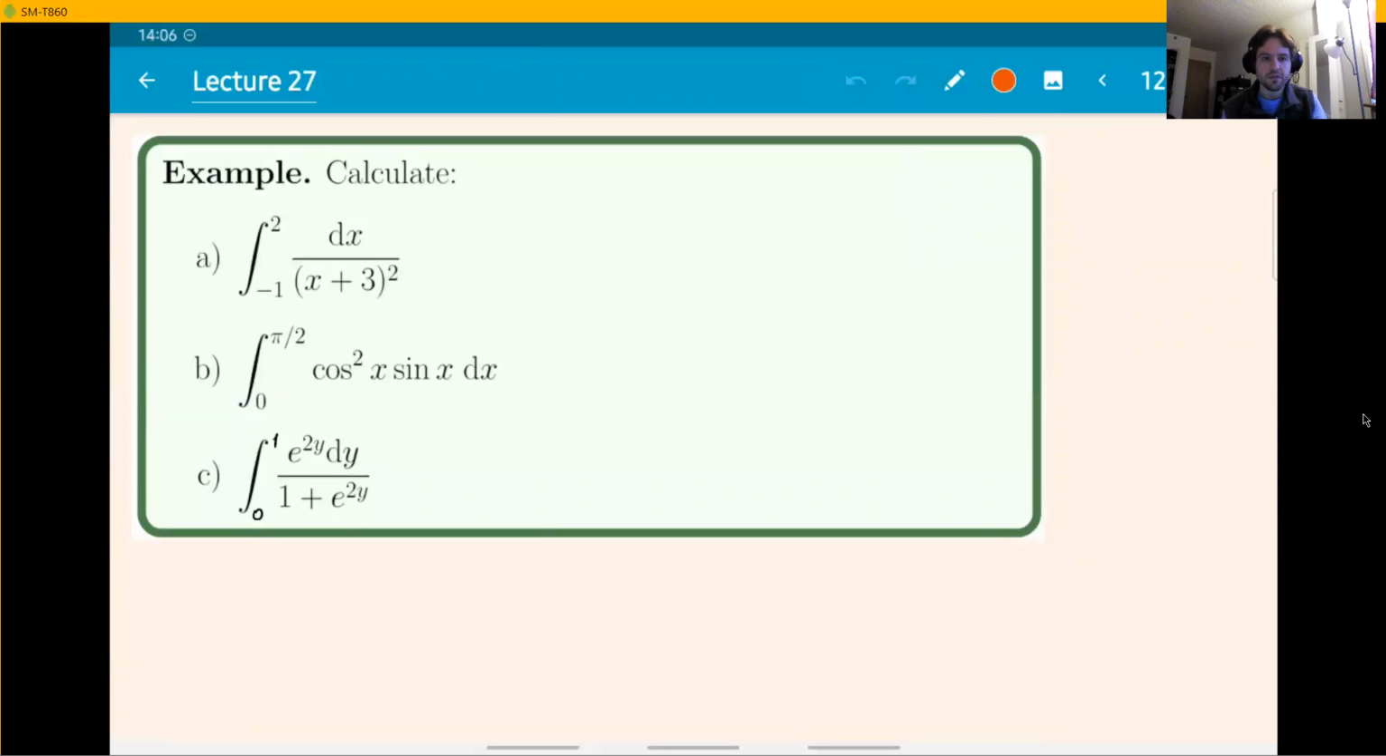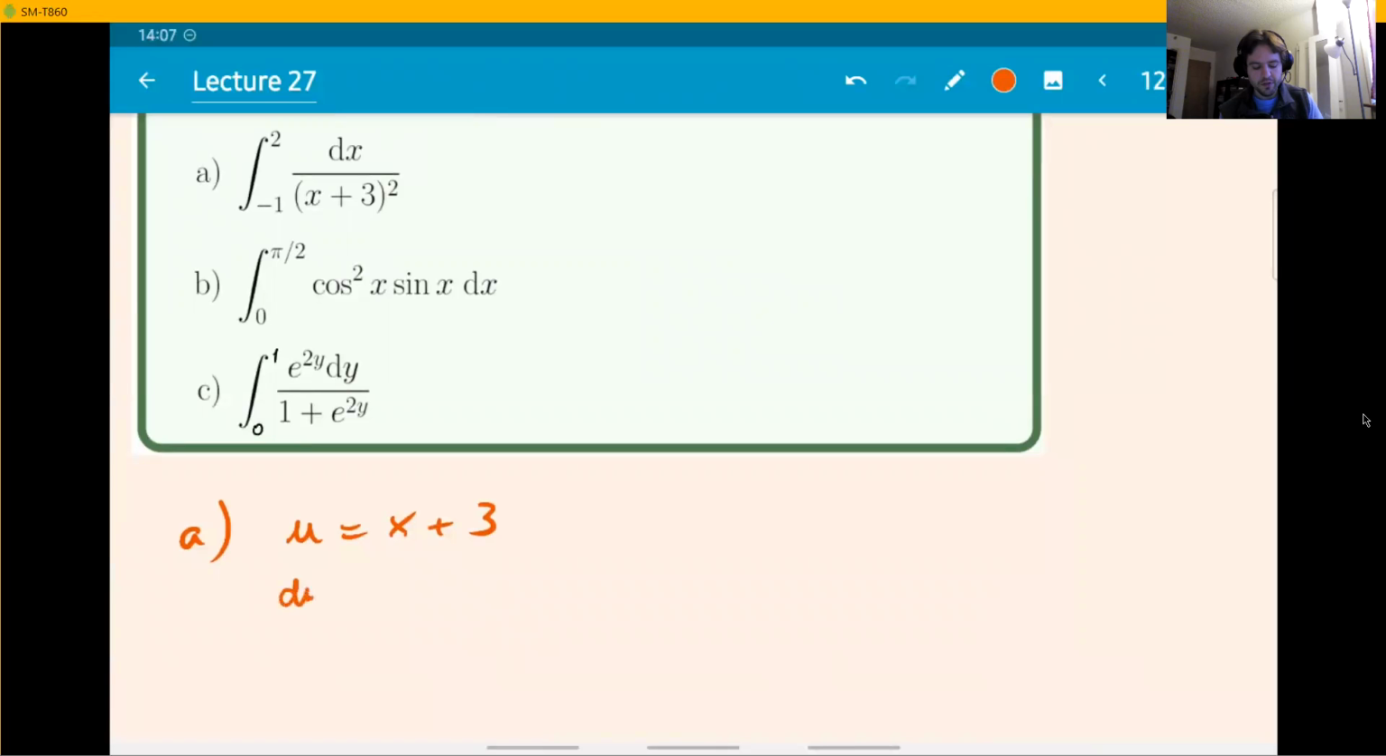Few examples. Calculate these integrals. Let's look at item A. So this one is once again one of those where you have a linear function of the form ax plus b right here, x plus 3. That's a good candidate for your u function. u equals x plus 3.